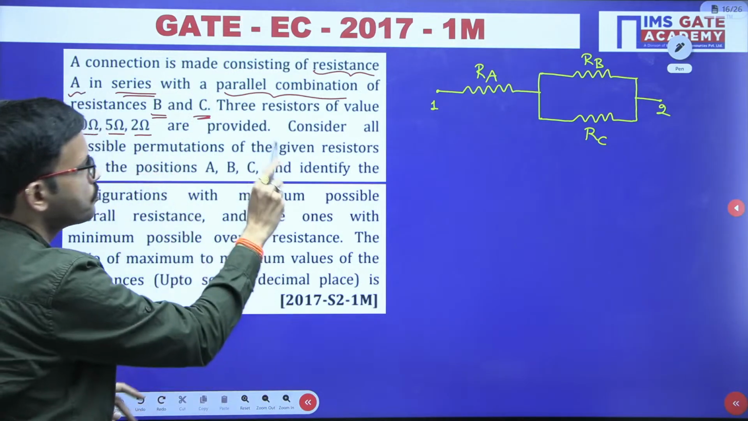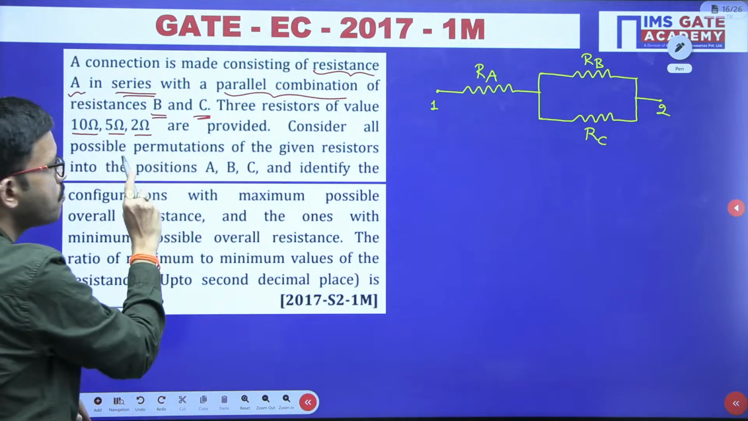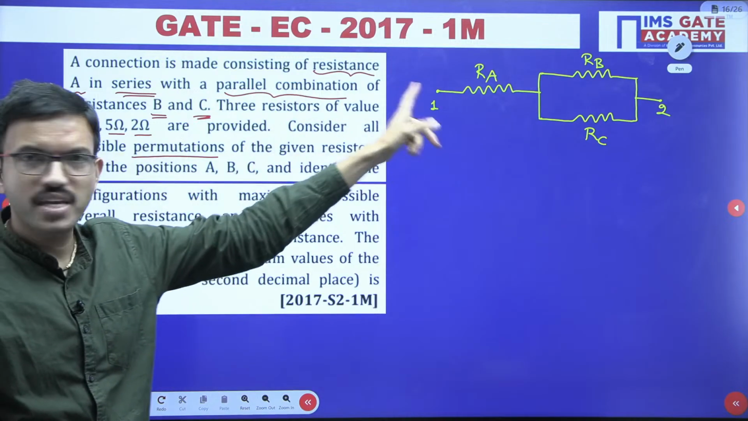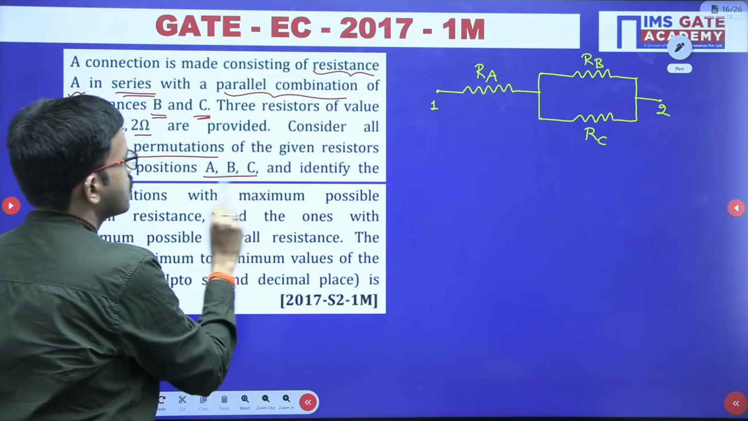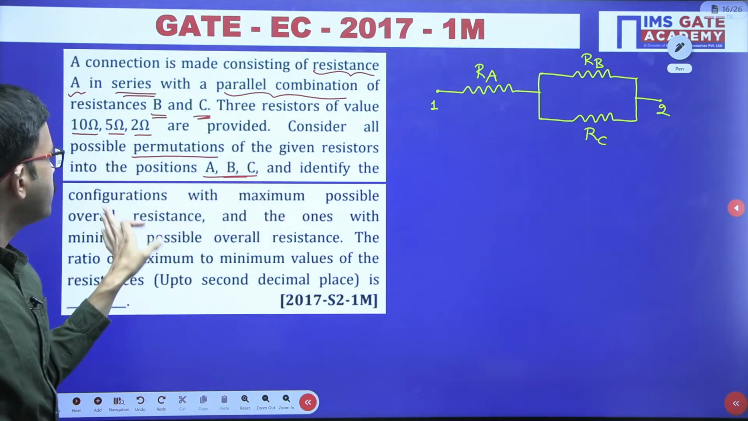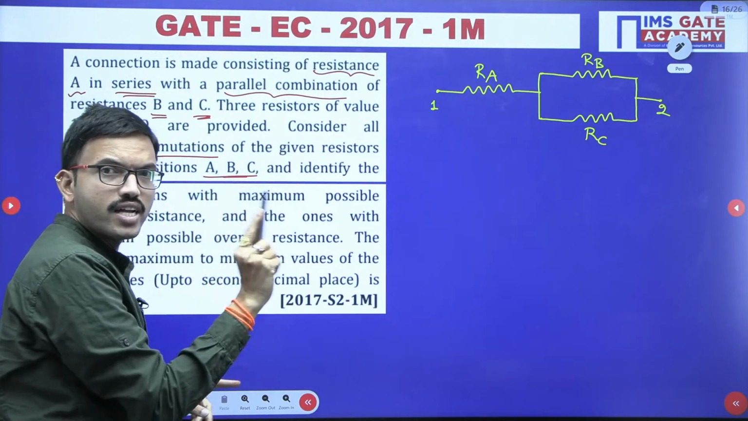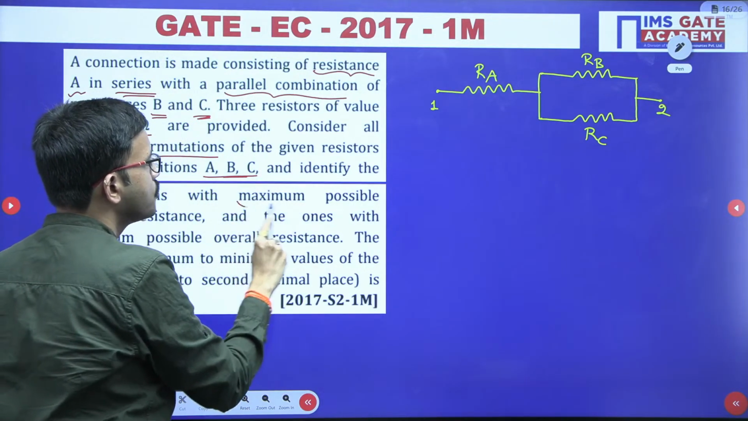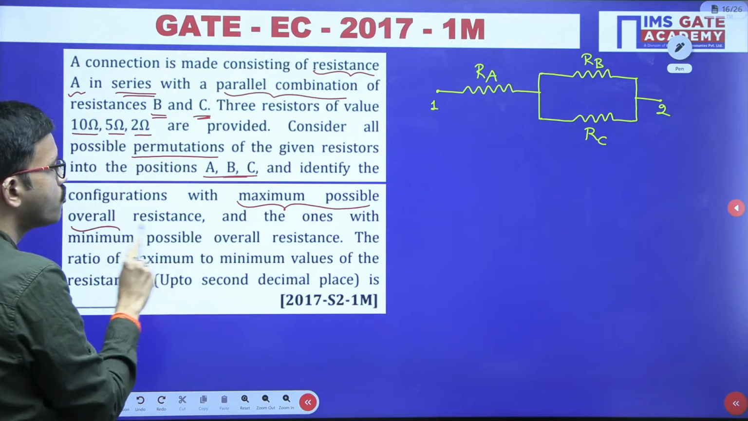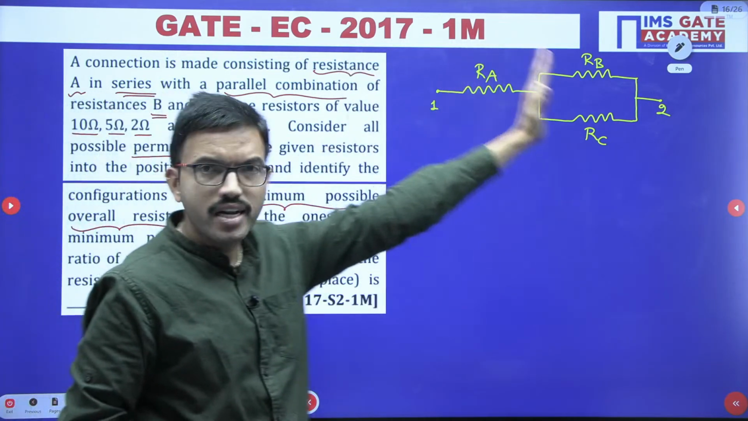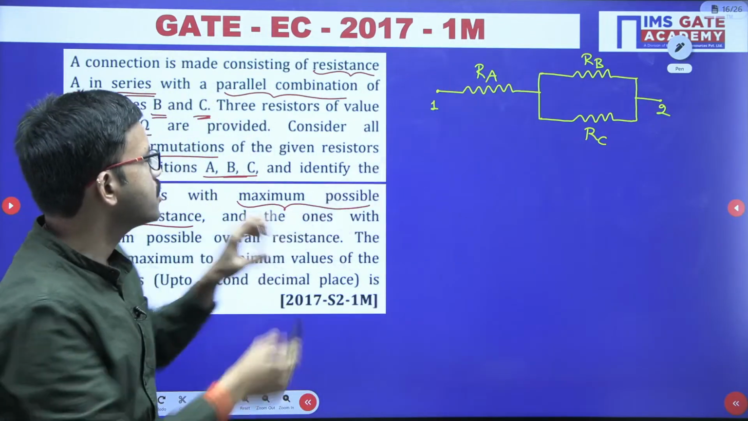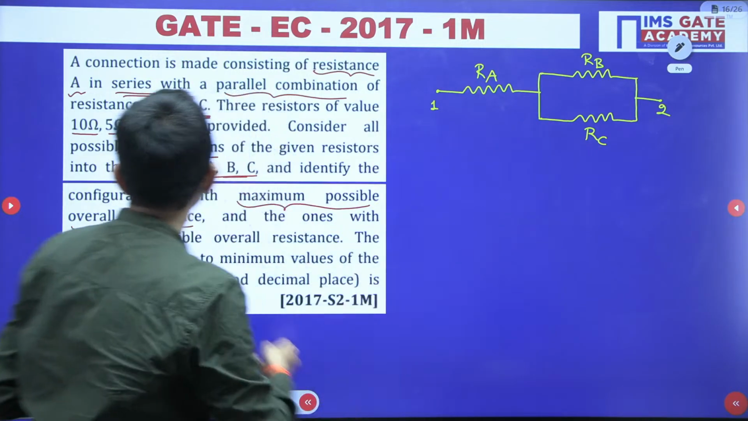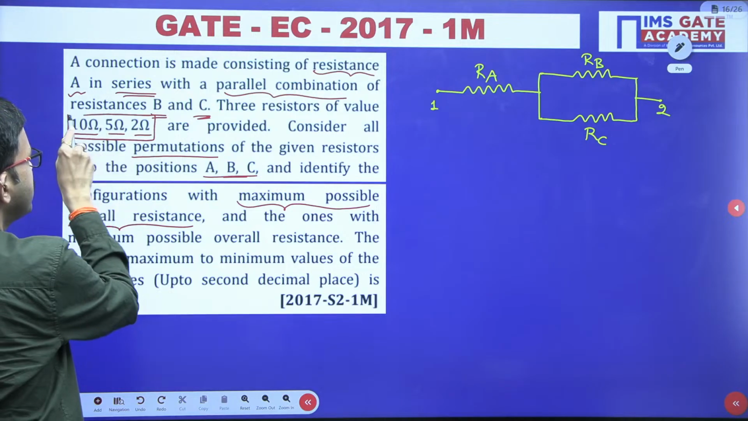And here is the most important thing you can observe: consider all possible permutations of the given resistors into the positions A, B and C, and identify the configurations. In one case you have to consider the resistor values in such a way that you get the maximum possible overall resistance between terminals 1 and 2. You have three resistors RA, RB, RC, and they have given three resistor values: 10 ohm, 5 ohm, 2 ohm.